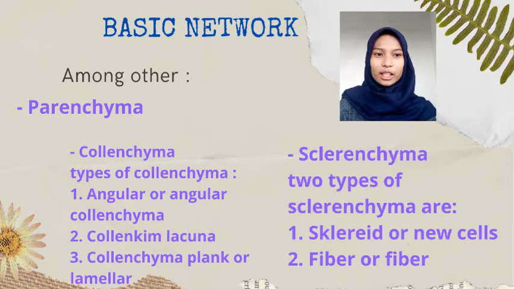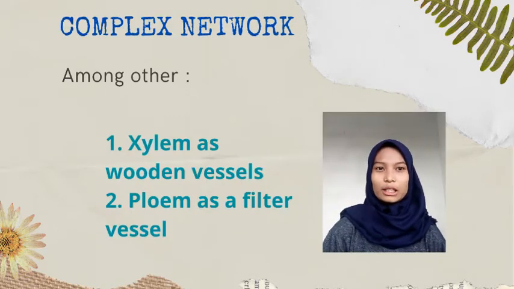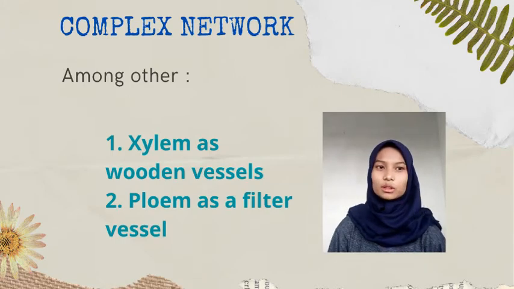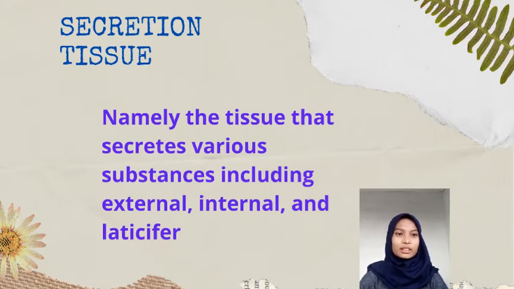Sclerenchyma. Function in mechanical terms. Two types of sclerenchyma are: 1. Sclereid or stone cell. 2. Fiber. Complex networks, among others: 1. Xylem as wooden vessels. 2. Phloem. And secretion tissues, namely the tissues that secrete various substances including internal, external, and lateral.